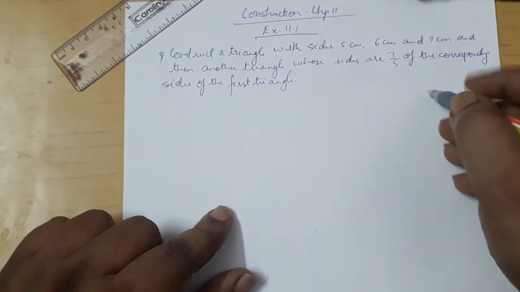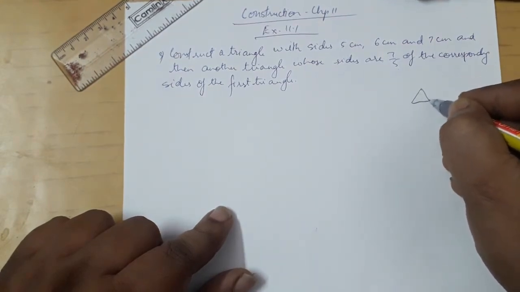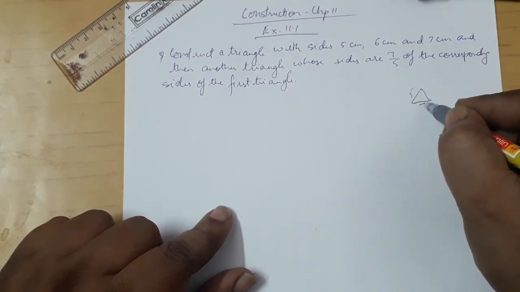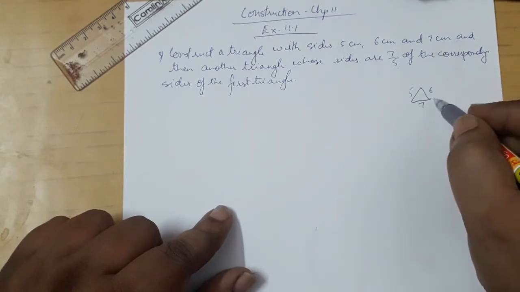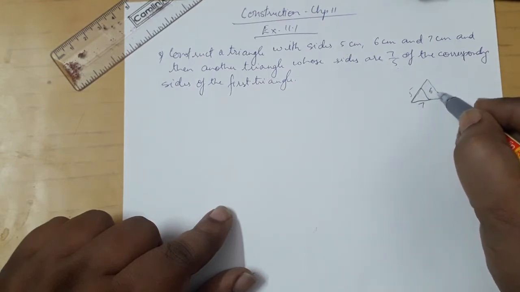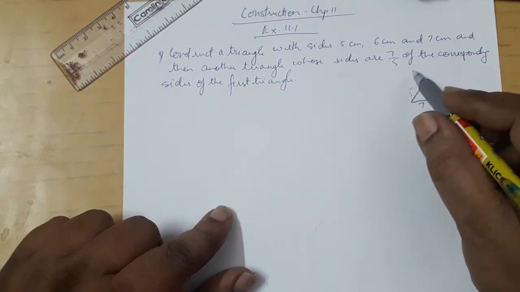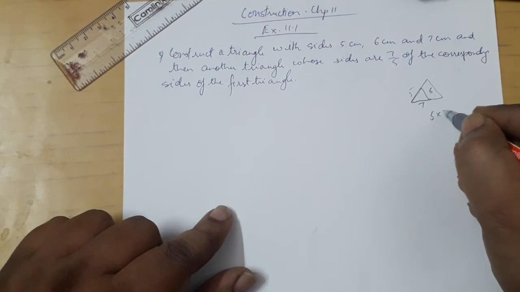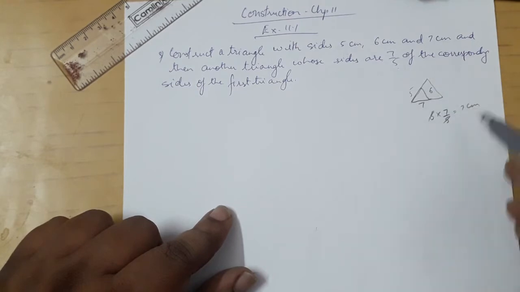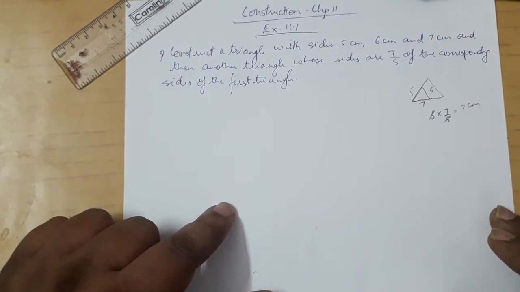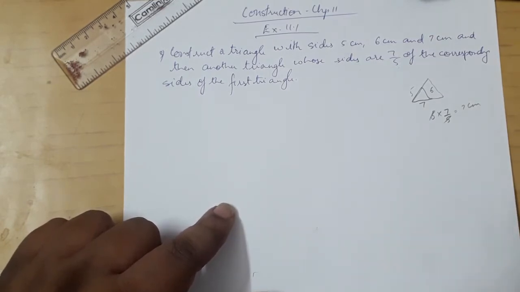So if we draw a triangle like this, whose sides are given, this would be 5 centimeters, this would be 7 centimeters, this 6 centimeters, then the new sides will be greater. It will come out something like this. And what it means by 7 by 5 of the corresponding sides is, let's say this side is 5. Then 7 by 5 of it, the 5 cancels and the new side would be 7 centimeters. So that is an example of what it means by 7 by 5 of the corresponding sides of the first triangle. That will be the side of the new triangle.